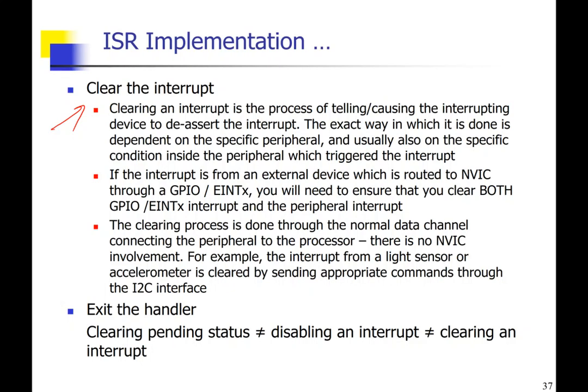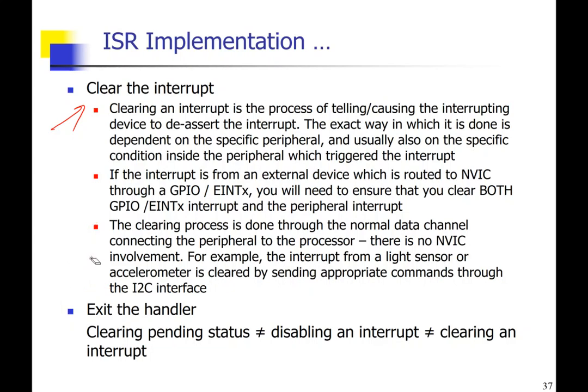And the exact way in which you do it depends on the peripheral, and the exact channel that you use for clearing the interrupt is the channel through which you talk to the device, or the interface through which you talk to the device. For example, if an I2C device, like an I2C slave like a light sensor, generates an interrupt, you have to tell the light sensor to deassert the interrupt, right? So how do you tell the light sensor? Through the I2C interface. That's the only interface you have, right? So that's how you do it.